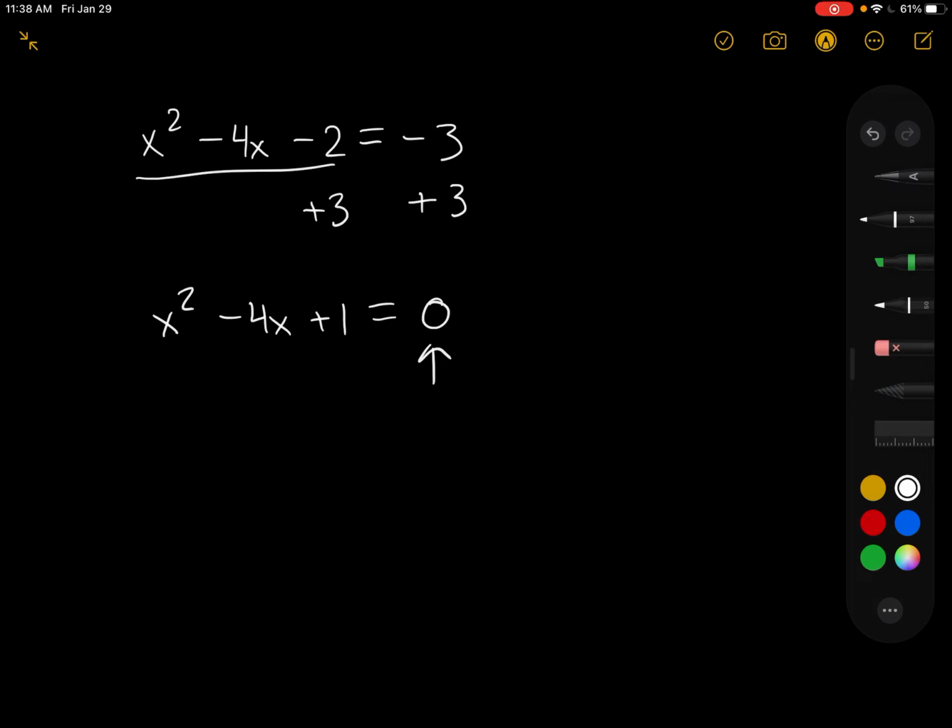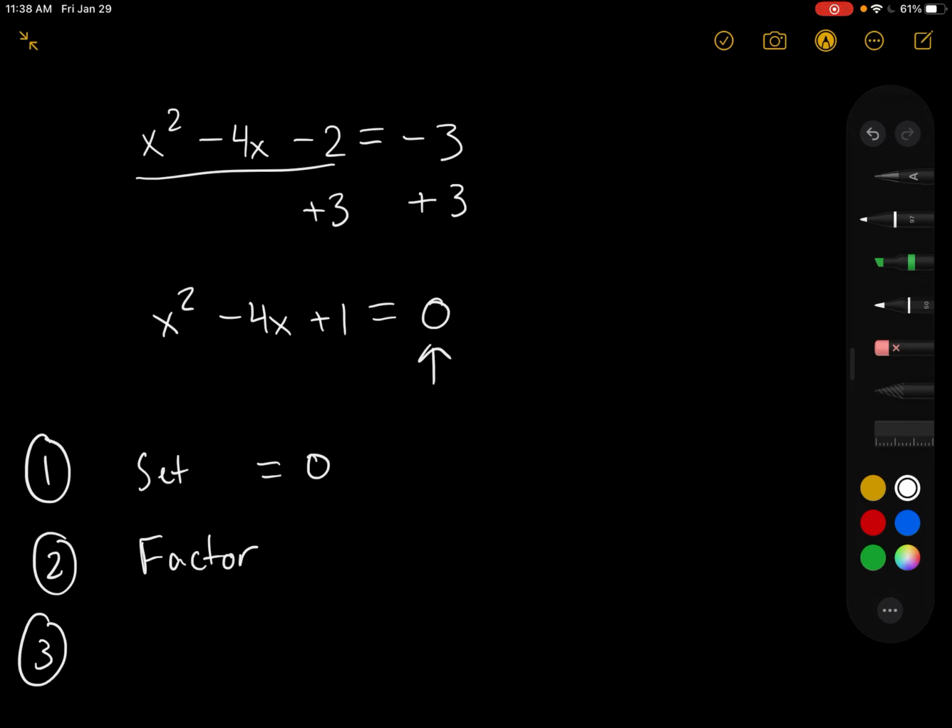All right, so quickly to recap here, step 1, set equal to 0. Step 2, factor. Step number 3, take each of your parentheses and set each parentheses individually equal to 0 and solve.